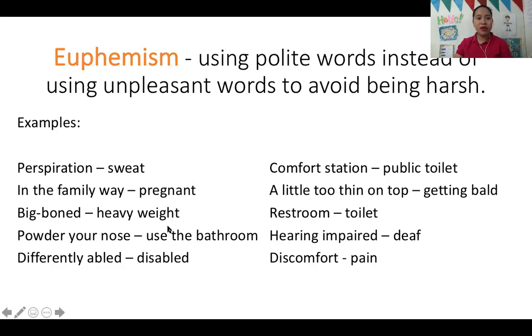Example, instead of saying, I sweat a lot, it's so hot here, you say, this is quite a perspiration I'm experiencing right now. It's so hot, honestly. Another example, pregnant. Instead of saying, she's pregnant, you say she is in the family way, because a baby is coming. So euphemism uses different words with the same meaning. They are changed just so they're not harsh and the words are more pleasant to hear.